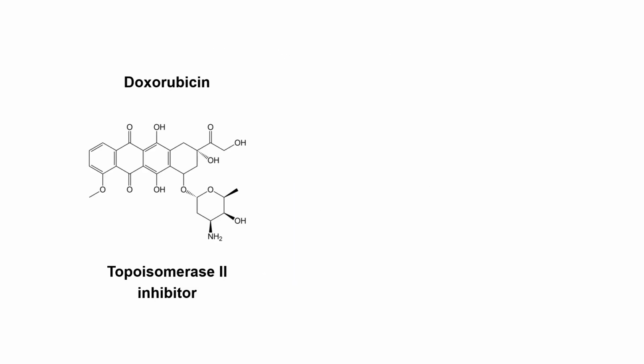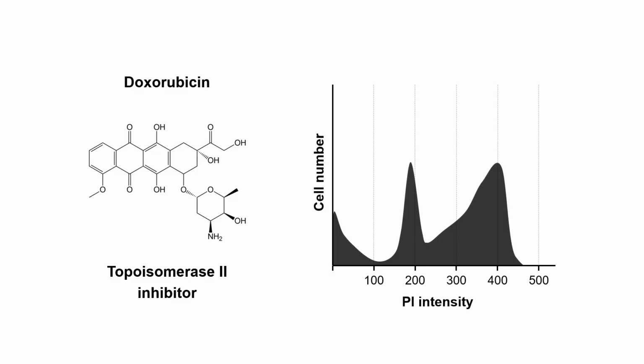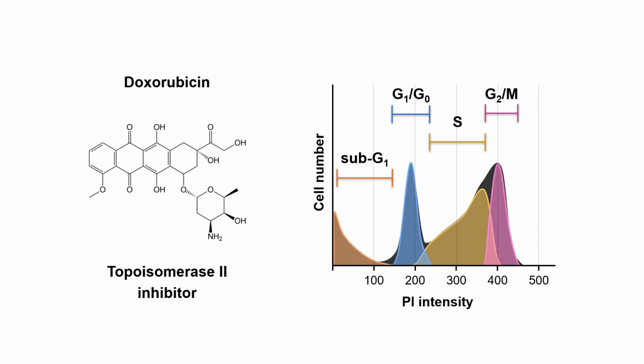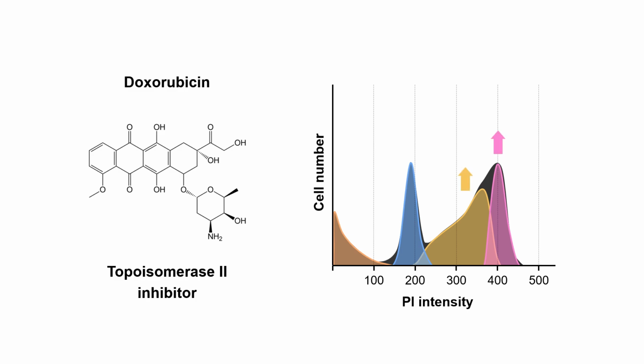If you add doxorubicin to growing cancer cells, what kind of change do we expect? Doxorubicin is a topoisomerase 2 inhibitor, and this enzyme is important to DNA synthesis, but not in the middle of synthesis, rather at a later stage. When we analyze those subpopulations, the S phase and G2M phase are increased, G1 is relatively decreased, and the apoptotic population is increased like this.